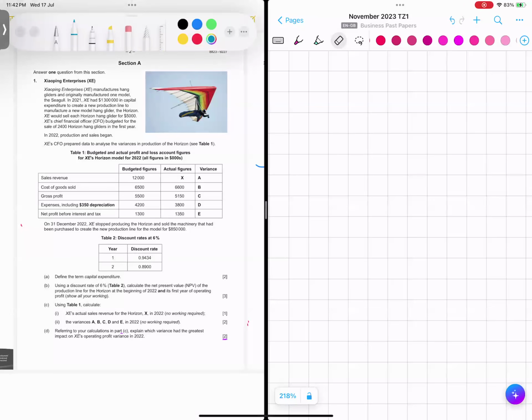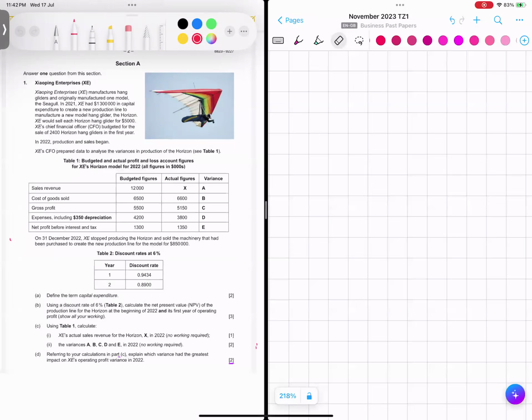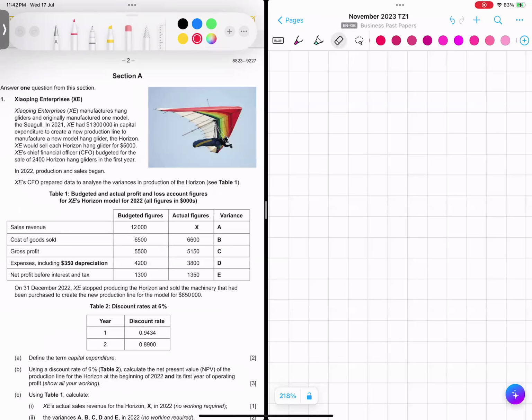Okay, guys, so we're going to begin with this past paper. So let us begin. We're going to start with section A. Section A is about XE Enterprises. XE manufactures gliders and originally manufactured one model, the Seagull.